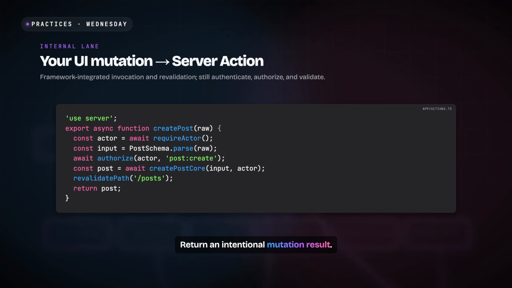If the form can be submitted twice, decide whether the domain operation is naturally idempotent or whether the UI needs a submission key. Revalidation should target the smallest path or tag that became stale. The action is convenient because the framework connects these pieces. It is maintainable because each piece still has a named contract.